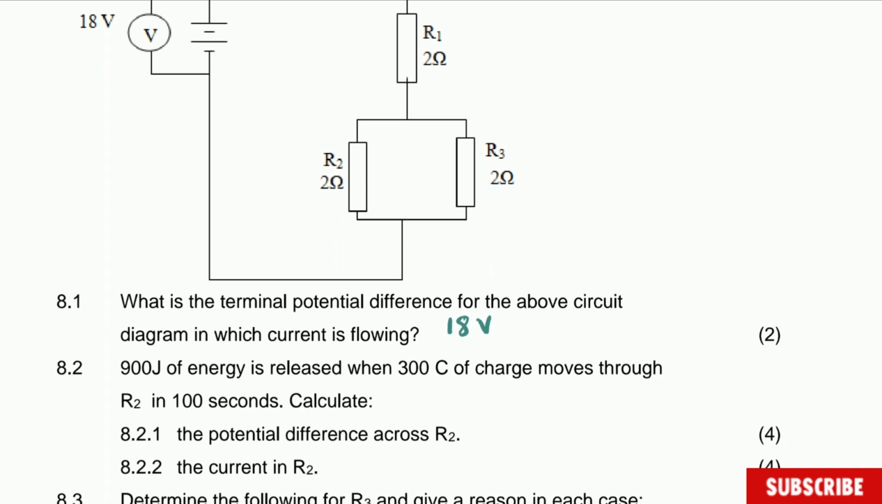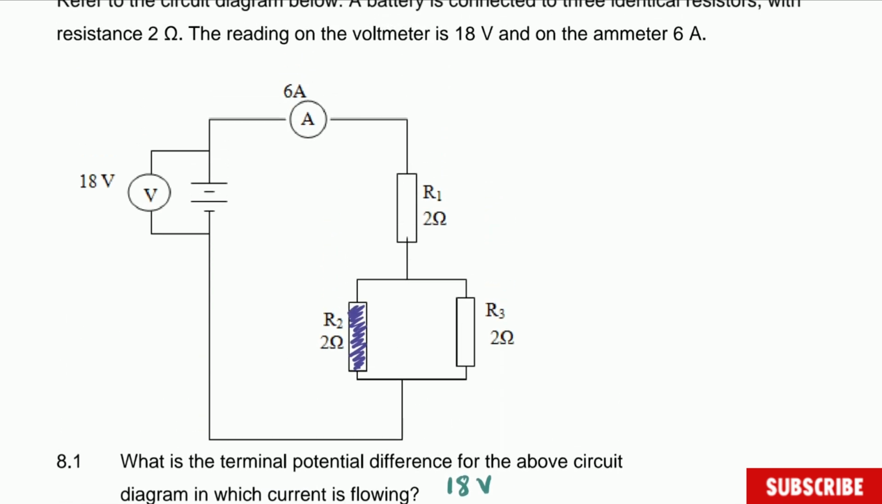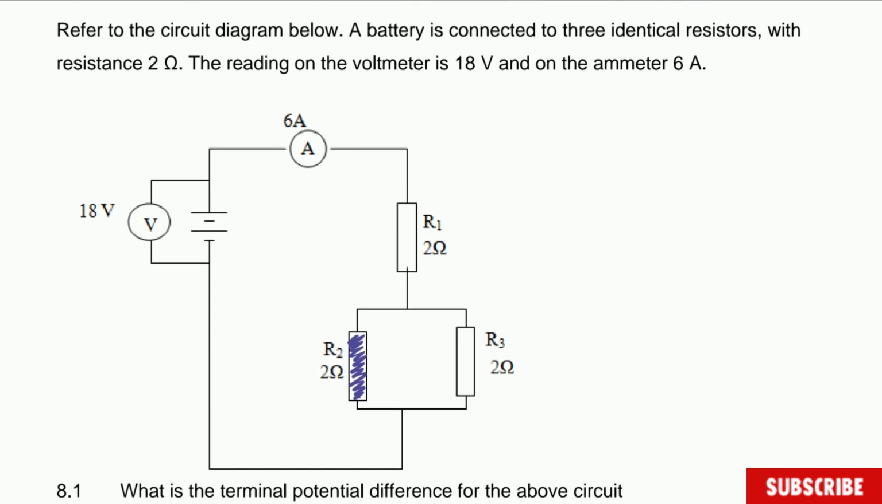Question 8.2. 900 joules of energy is released when 300 coulombs of charge move through R2 in 100 seconds. So R2 is this one here on this side, and they want to calculate the potential difference there. Now for this question, let's write the data.